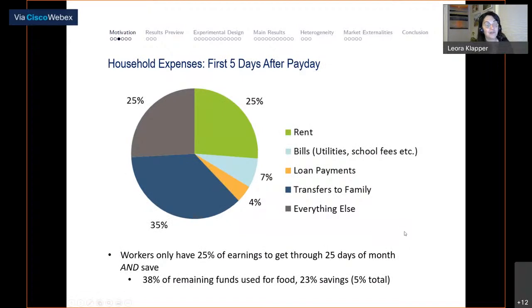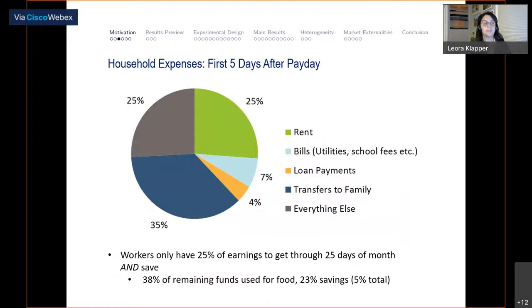So this figure is also quite interesting. What we want to know was, when the workers got paid at the beginning of the month, where did that money go for the first 48 hours or so? Here, first 5 days. We surveyed them typically 2 days after payday to collect this information. About 35% of their salaries are immediately going back home to their village to support their family at home. Another quarter of their salary is going to rent.